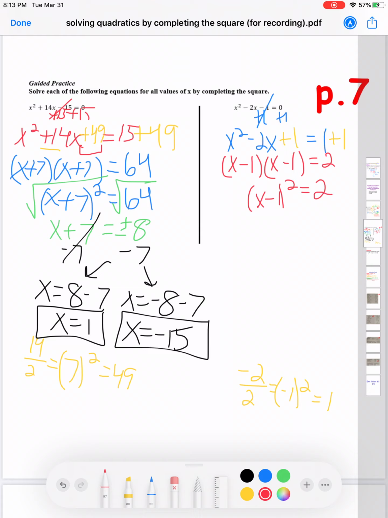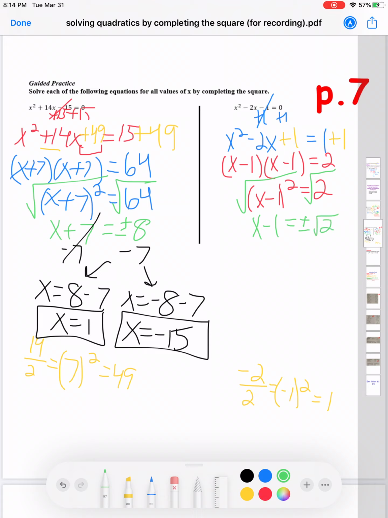Now we're up to step 4, which is to take the square root of both sides. Taking the square root on the left side will just leave us with x plus 1. Now on the right side here, when we have the square root of 2, 2 is not a perfect square. The only factors of 2 are just 1 and 2, so I really can't simplify that any further. So I'm just going to write plus or minus the square root of 2.